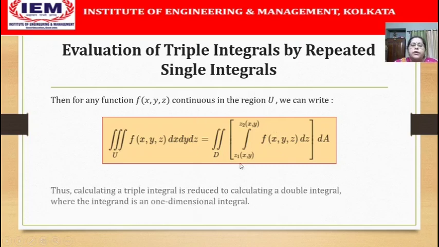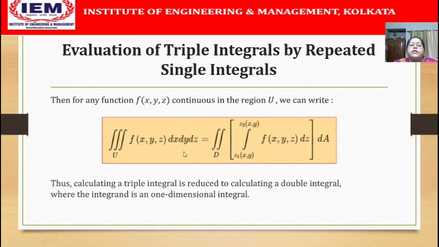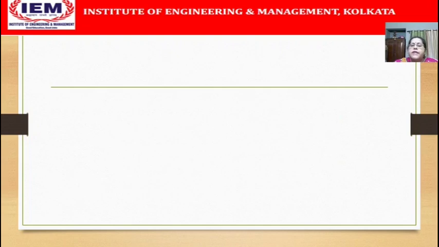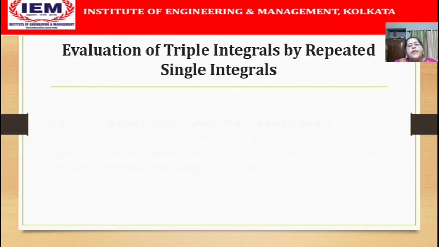So essentially what is happening is that the calculation of the triple integral has been reduced to calculating a double integral where the integrand is a one-dimensional integral. Okay, and next how do we proceed? Of course, we have to see how to evaluate this double integral, but that is something known to us. And we know that when we evaluate a double integral in a general region, it can be classified either as a type 1 region or as a type 2 region.